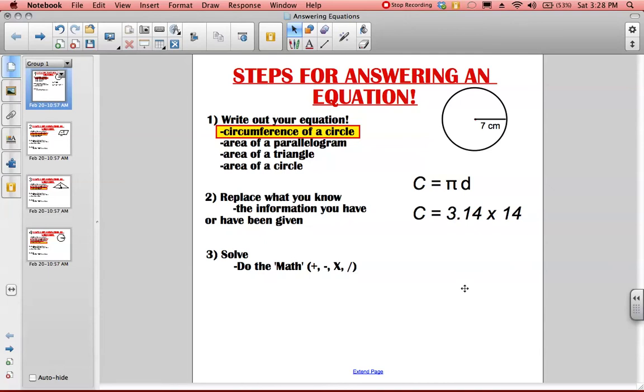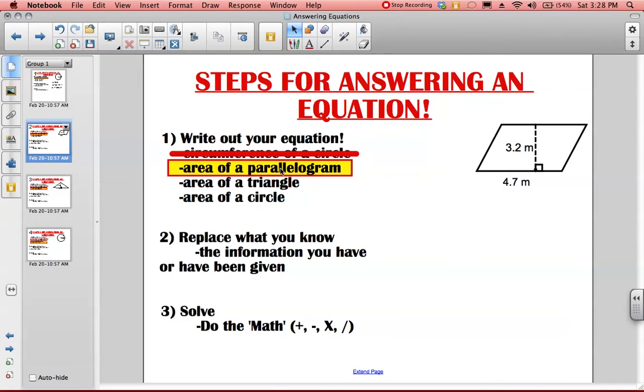The next stage is to replace what we know. We know that pi, for our purposes, is 3.14, and that we multiply that by the diameter, which we don't have in this case, but we do have the radius. We remember that the radius is half a diameter, so to find our diameter, we just multiply 7 by 2. So we end up with 3.14 times 14. We do that last piece of math, and we find that the circumference of this circle is 43.96 centimeters.